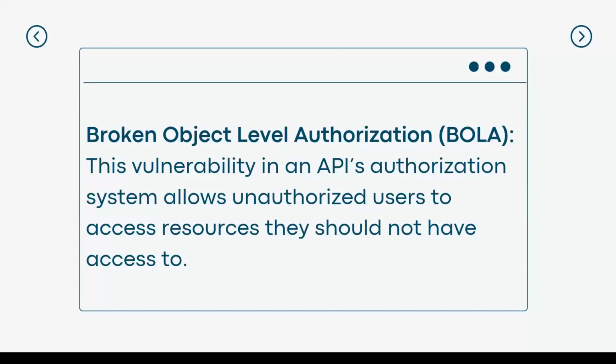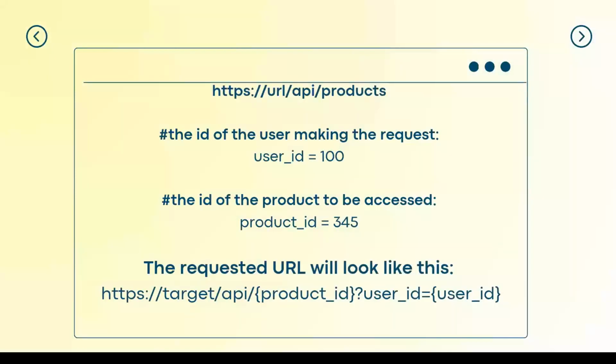Broken object level authorization is allowing users to access resources they shouldn't have access to. User A should only have access to his or her resources, and user B should only have access to theirs too. They shouldn't be able to see other users' resources on the platform. If they're able to access those resources, then your API is vulnerable to BOLA for short. This is just an example I gave here.